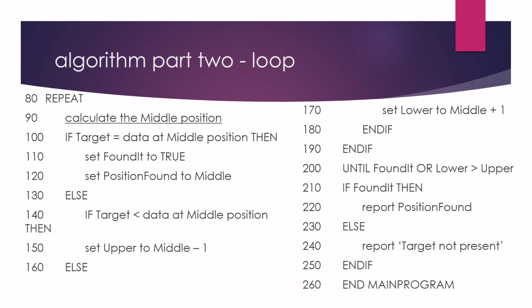Lines 130 to 150 will find out what happens if target is less than middle. In this case, it sets the high value to the value 1 index lower. If target is less than data at middle value, set the upper value to middle minus 1, to 1 index value lower. Otherwise, set the lower value to the middle index plus 1. And it will repeat that until found it is true, or lower is greater than upper, and then it will return a position value for yes or no, it found it, or no, it didn't find it.